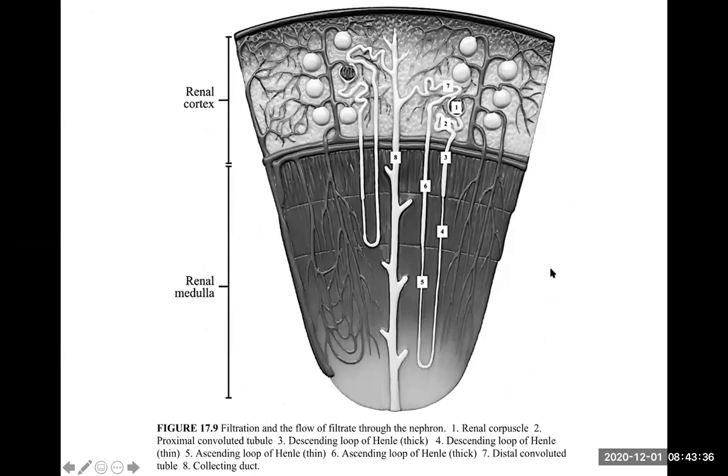Here's another great look at the nephron, and it's labeling in order the route that the filtrate will take. So this is a great model, labeling the different structures to help you remember the progression of filtrate as it's being formed, eventually into the collecting duct.